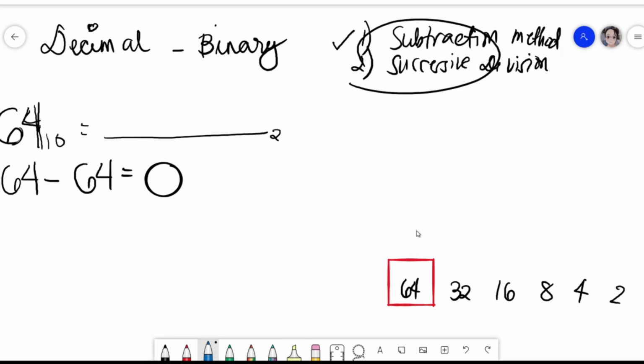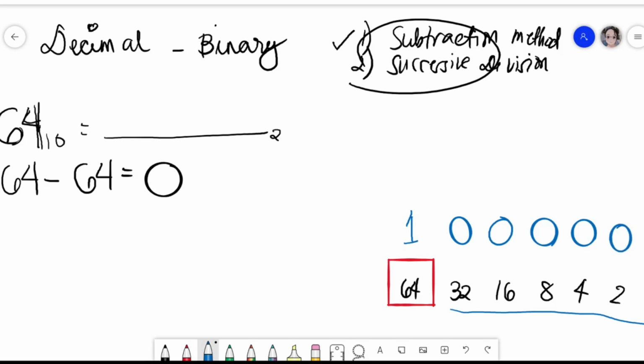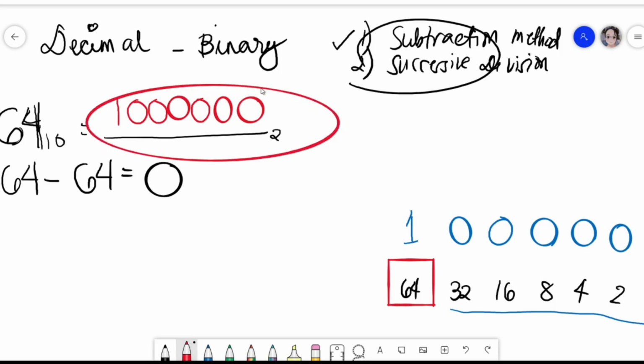So if a number is used, it is automatically 1. For those numbers that are not used, it is automatically 0. Okay, so 0, 0, 0, 0, 0, 0. So there are 6 zeros. So what is the equivalent in binary? 1 and 6 zeros. Okay, so that is the binary equivalent of decimal 64.